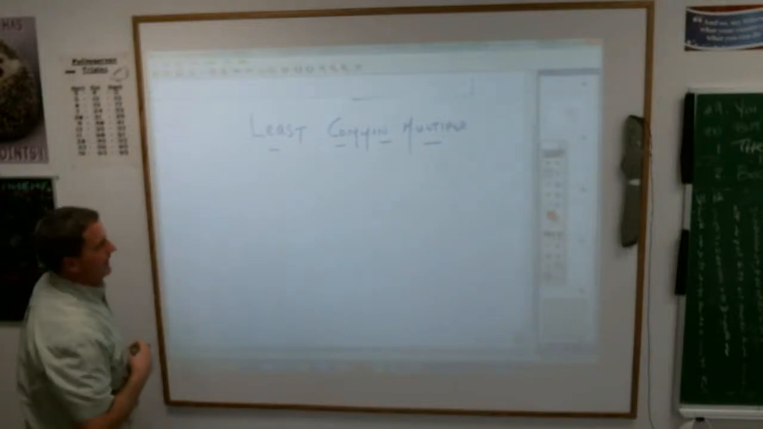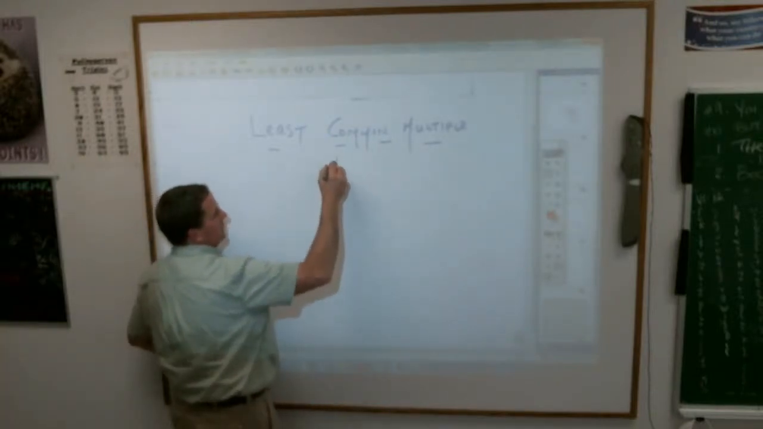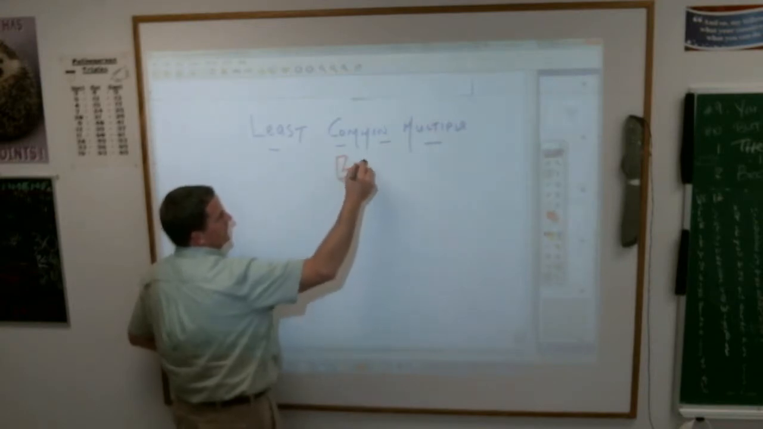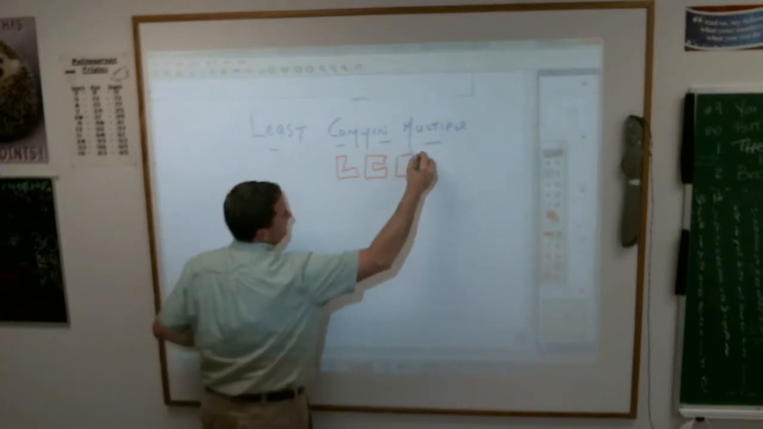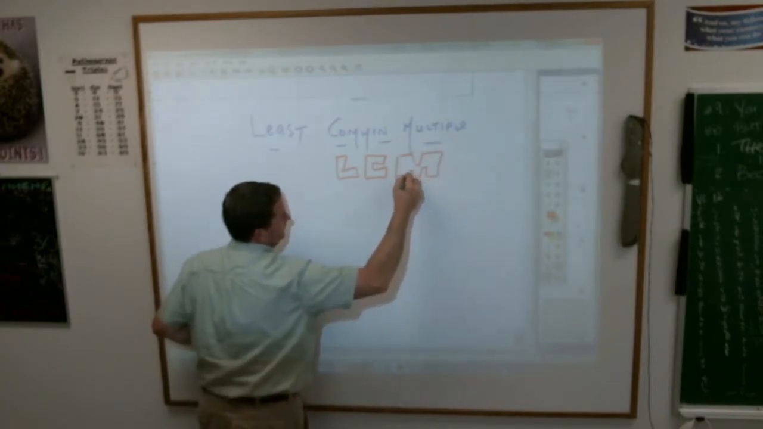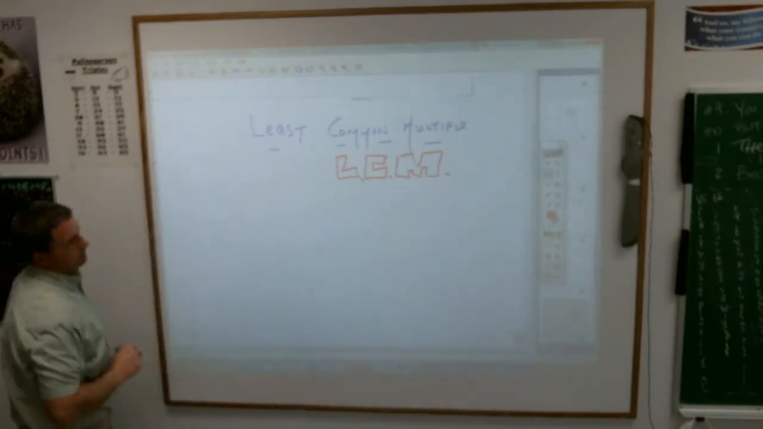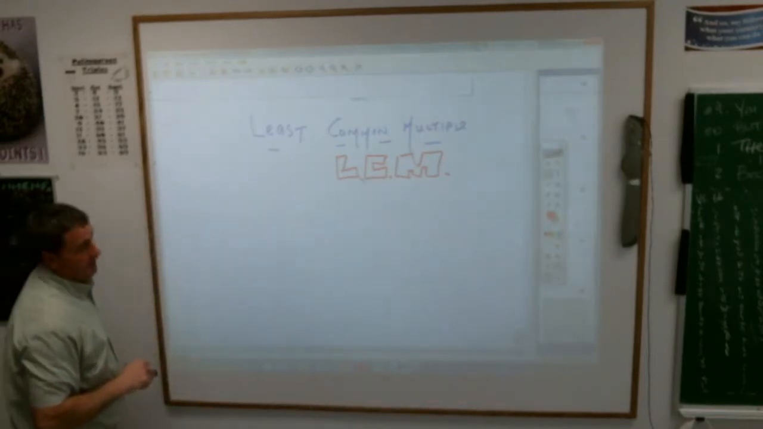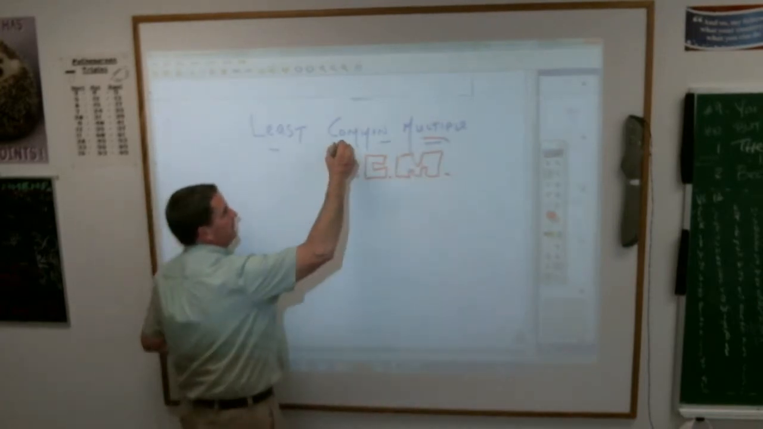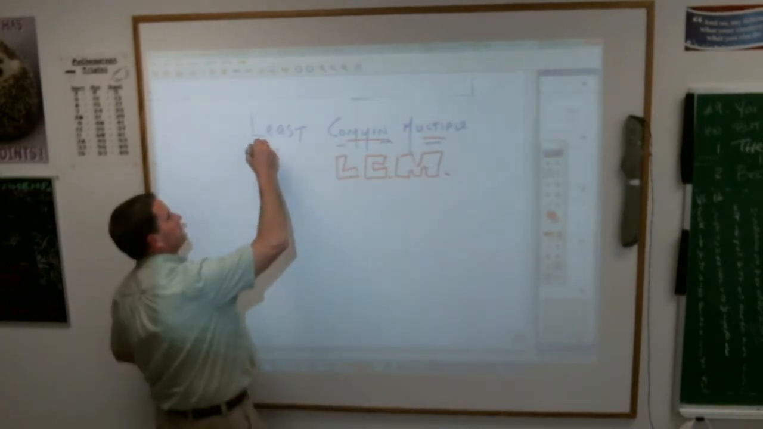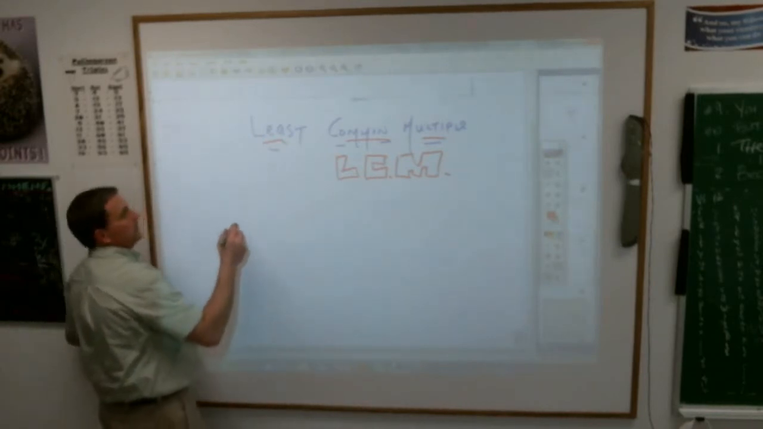By the way, rather than writing out all three of those great big long words, we usually abbreviate this with LCM, least common multiple. And there's three things there you have to see. First of all, it's a multiple, and then there's common multiples, and then it's the smallest one they have in common.